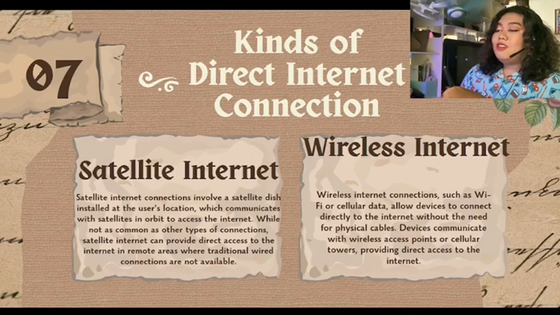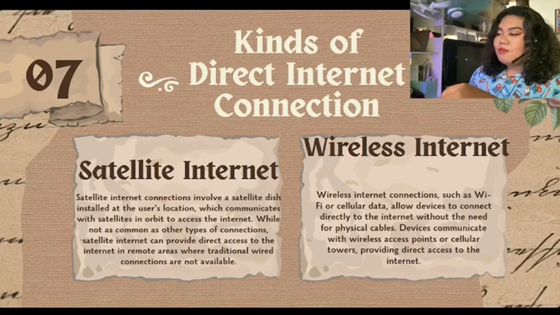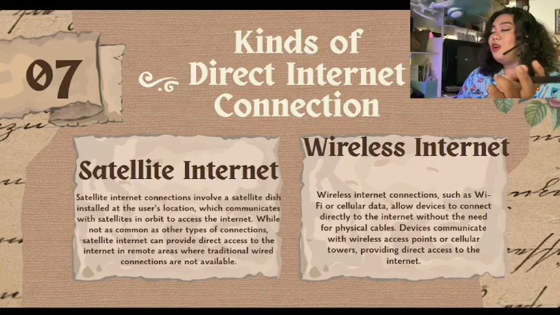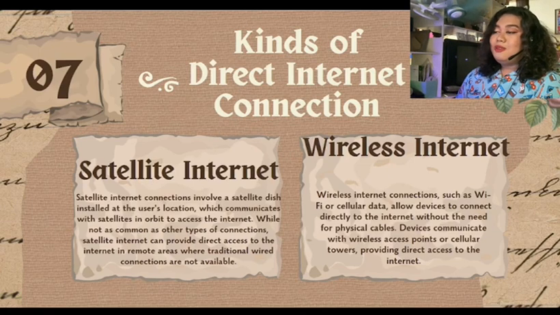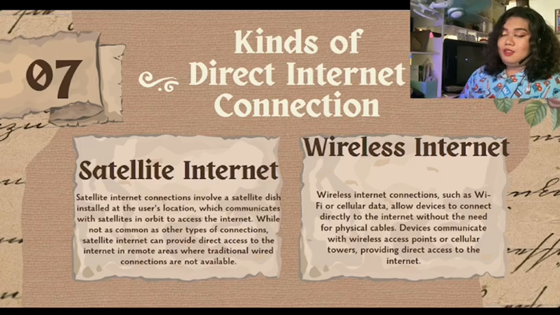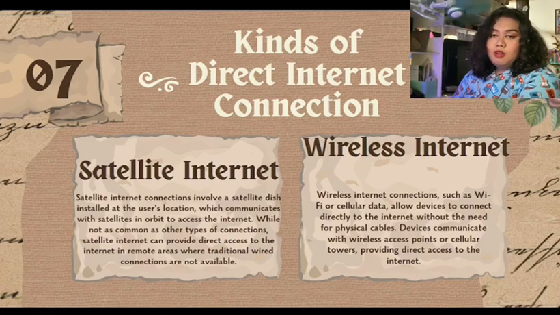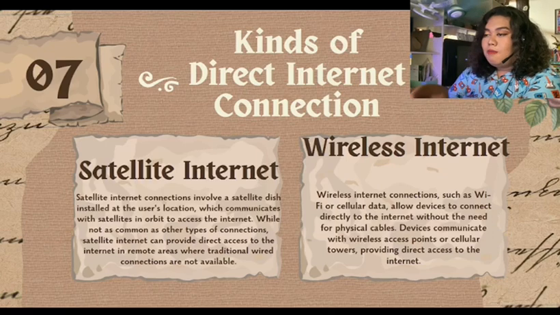Now, the most common, or I think the one we all understand the most, is the wireless internet. Wireless internet connections such as Wi-Fi or cellular data allow us to connect directly to the internet without the need of physical cables. Devices communicate with wireless access points or cellular towers, providing direct access to the internet. Like cellular data and Wi-Fi, such as Globe, Smart, Dito, and the modems that connect through the phones to provide the wireless internet.